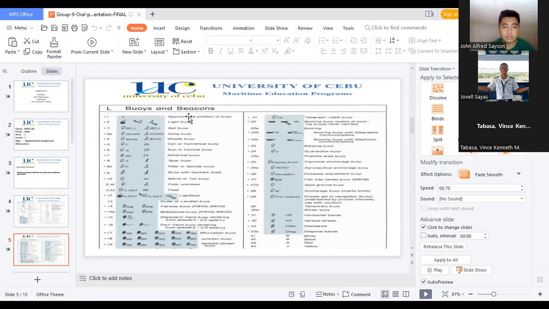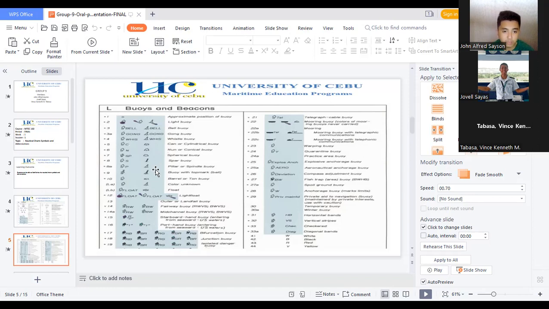Buoys and beacons. Number one, the symbol is approximate position of buoy. Number two is light buoy. Number three is bell buoy, also called gong buoy. Number four is whistle buoy. Number five is can or cylinder buoy. Number six is nun or conical buoy. Number seven, spherical buoy.